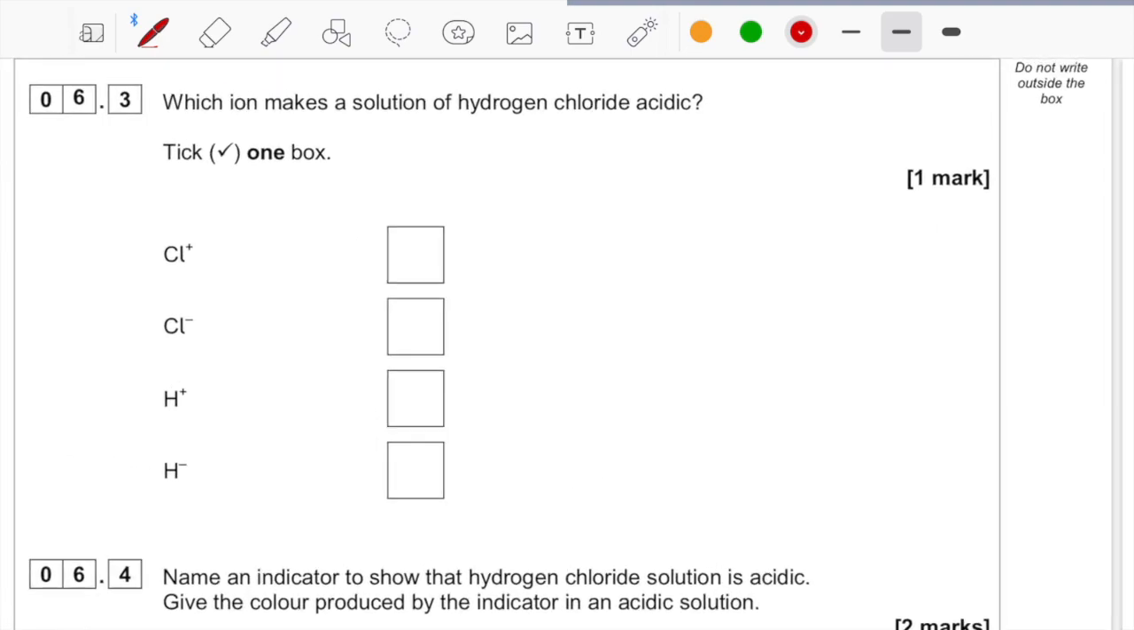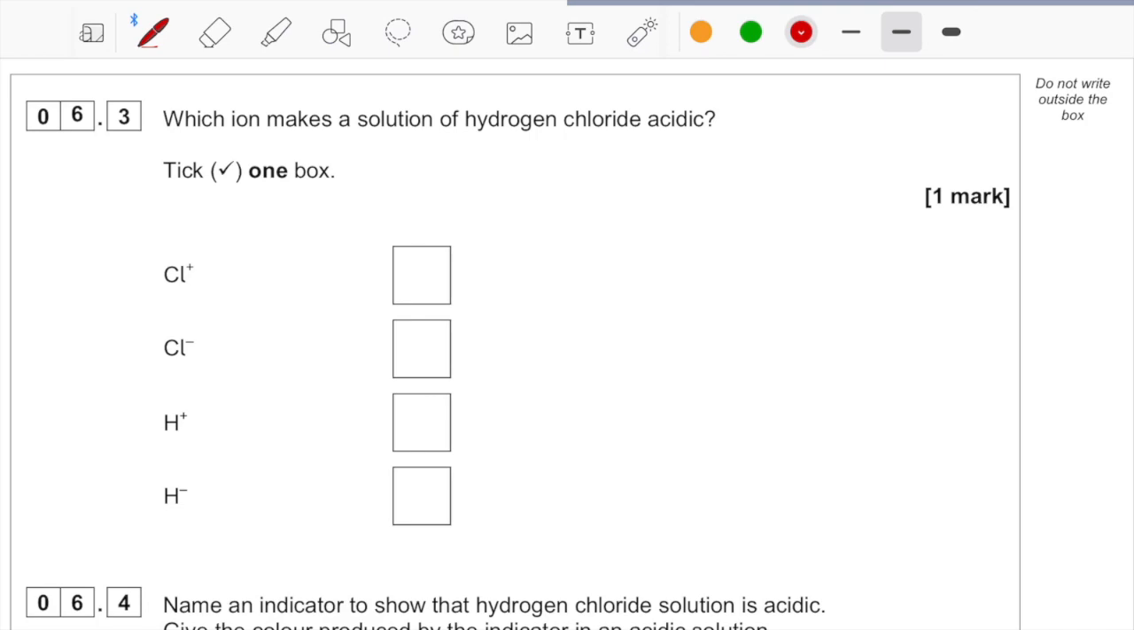All right, which ion makes a solution of hydrogen chloride acidic? I really hope this isn't a question you get wrong. Knowing whether something is acidic or alkaline is all about pH, and that H is H plus ions. Every acid has hydrogen in it. Hydrochloric acid, HCl. Sulfuric acid, H2SO4. Nitric acid, HNO3. Phosphoric acid, H3PO4. It's the positive hydrogen ions.